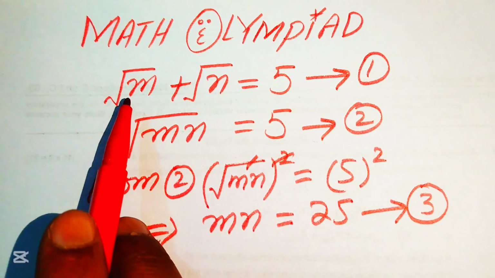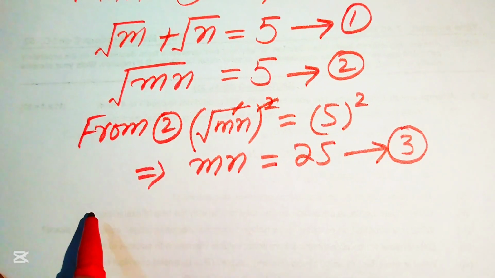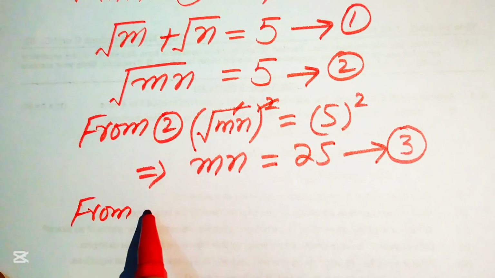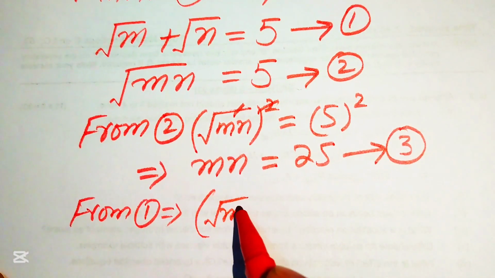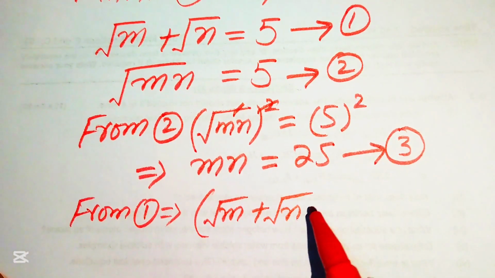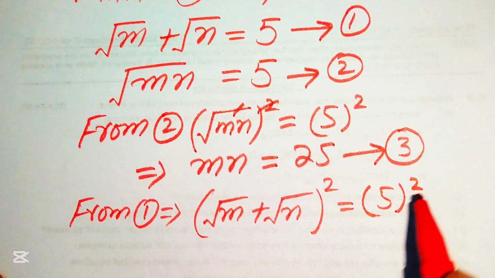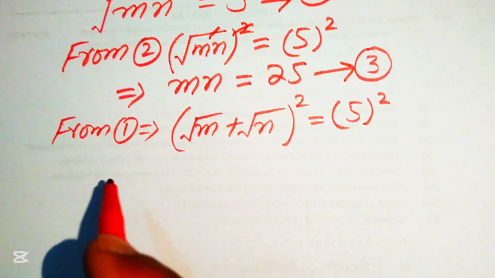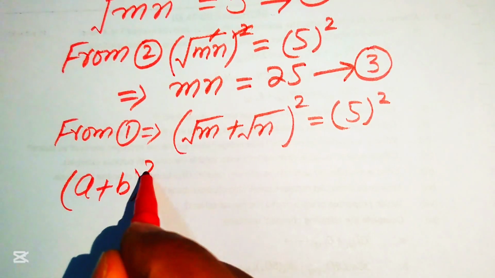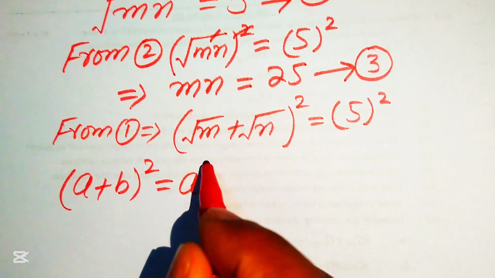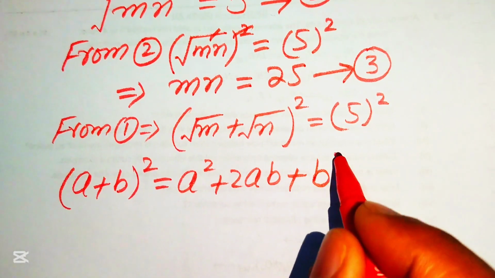Now we need to eliminate the square root sign in equation number 1, so we take the squares on both sides. We write equation number 1 as square root of m plus square root of n, whole square, equals 5 square. Here we need the nice algebraic formula. You know that a plus b whole square equals a square plus 2ab plus b square.